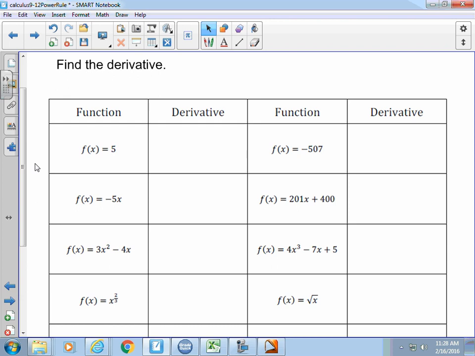Is the fourth one on the left x to the 2 over 3? Yeah, Drew, it is x to the 2 over 3. Really? I'm really happy that we got it. Me too. Will you do the first one? I'm going to do them all.